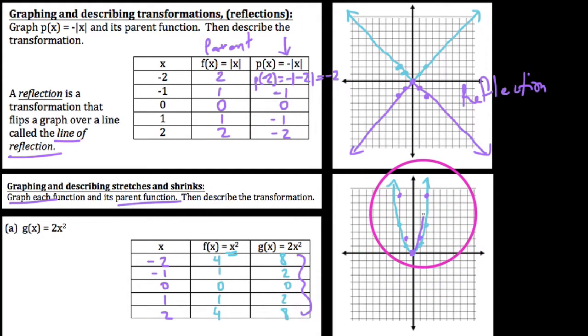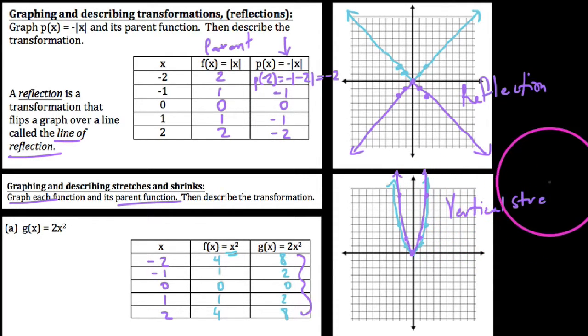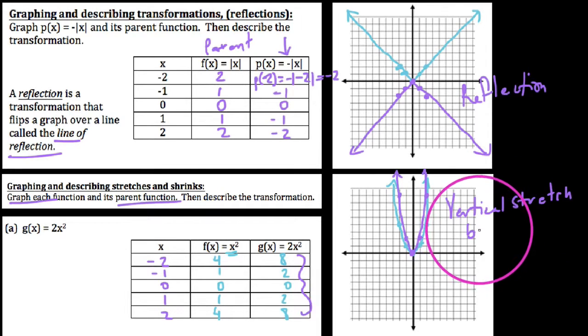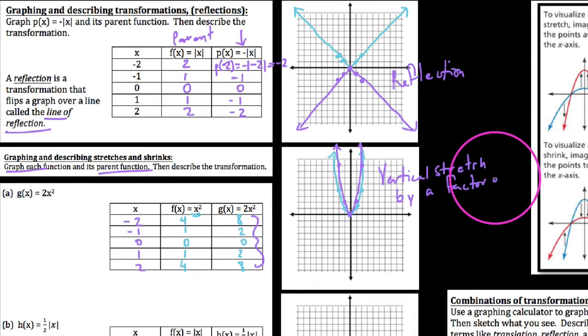But we still get a U-shaped thing. It's just that if I said describe the transformation that we see here, what I notice is all of the y values stretched a little bit further from the x-axis than these ones right here. As a matter of fact, they're twice as far from the x-axis. So we see that this is a vertical, what we're going to call stretch. I'm going to say it's a vertical stretch by a factor of 2.